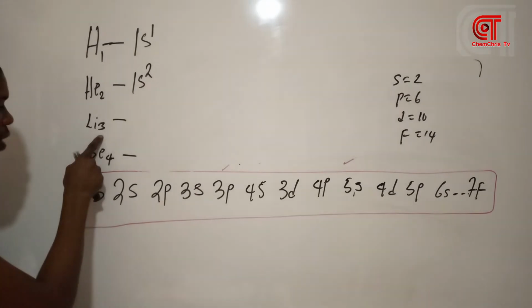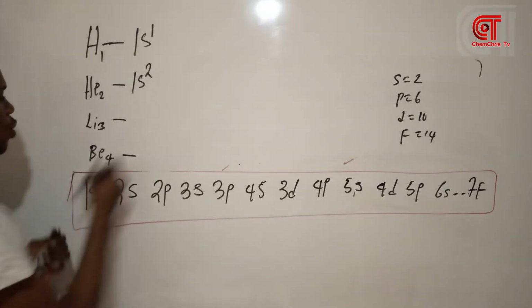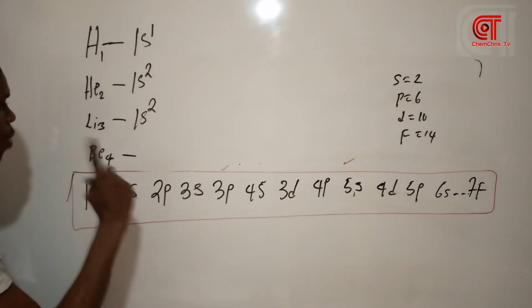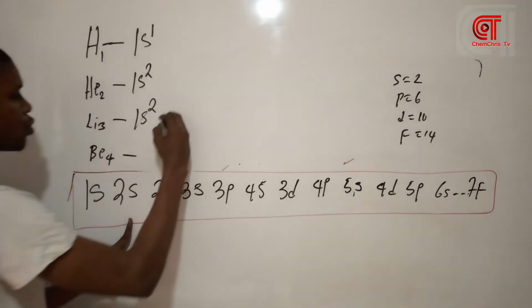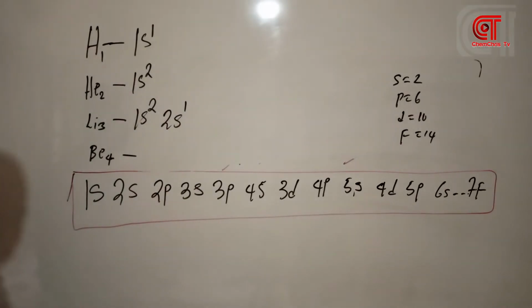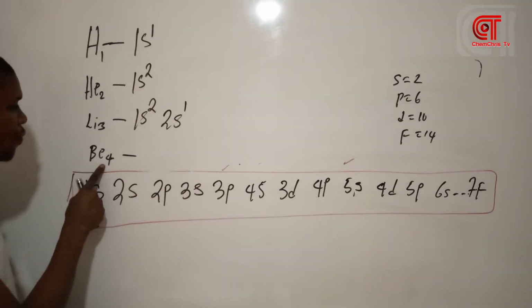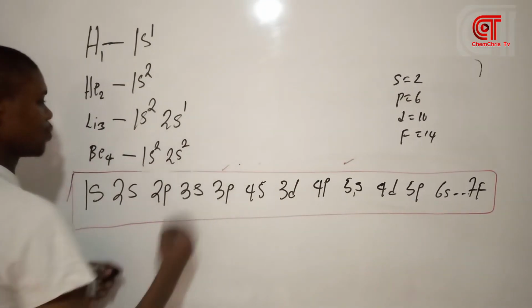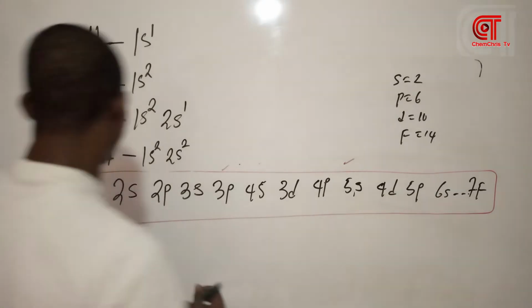Lithium is having 3, right? So it means that 1s will accommodate 2. Now, how many will be left? 1. So now move to the other one, 2s1. You see how easy it is. Then beryllium, which is 4, we have 1s2, 2s2, right?